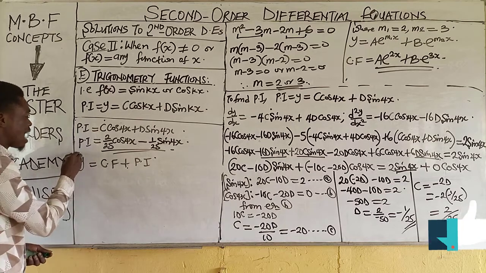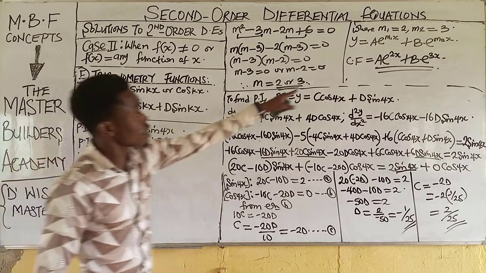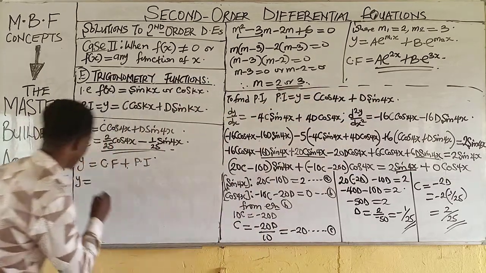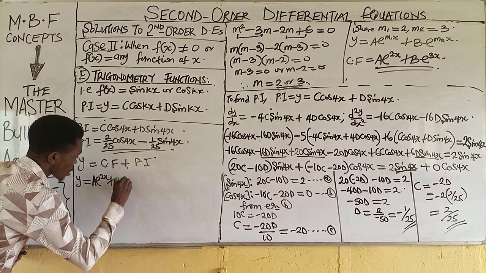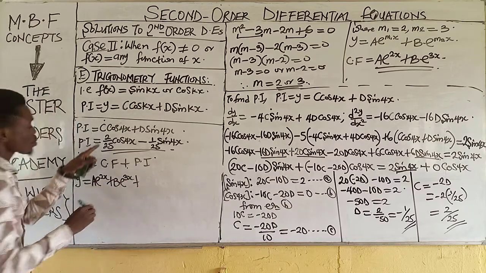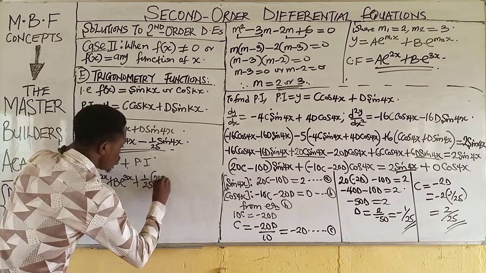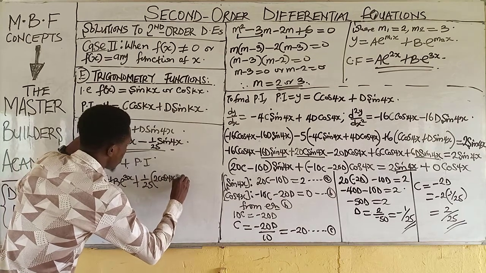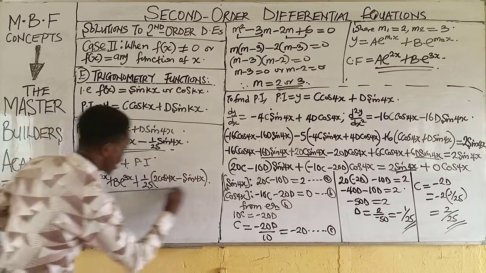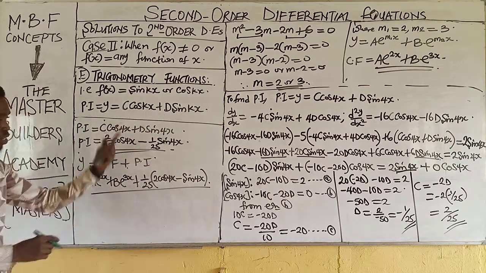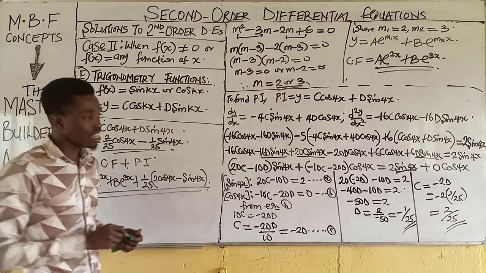And now, what is the complementary function? We know that the complementary function is what we have here. Then we have a exponent 2x plus b exponent 3x plus 1 over 25, open bracket, 2 cos 4x minus sine 4x. This is the answer. When you multiply out together, just factorize out 1 over 25. This is the answer to this very question.